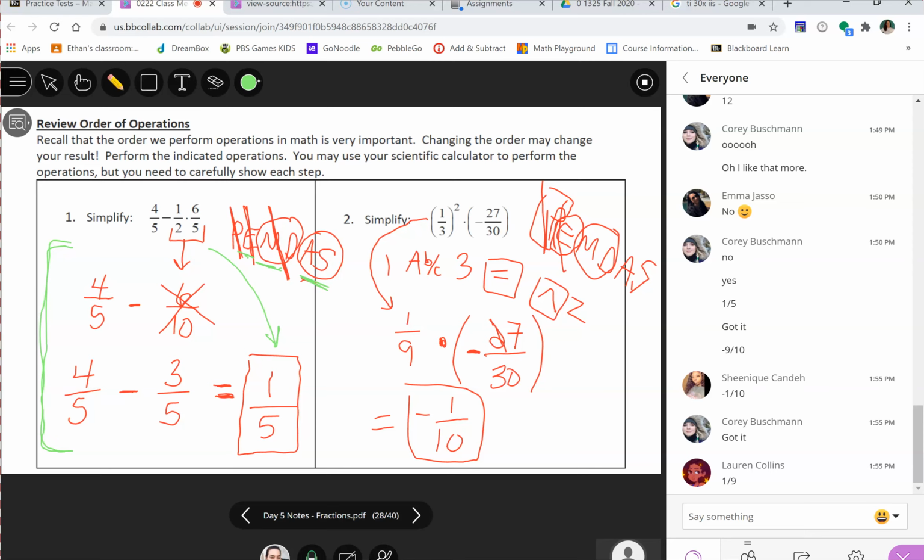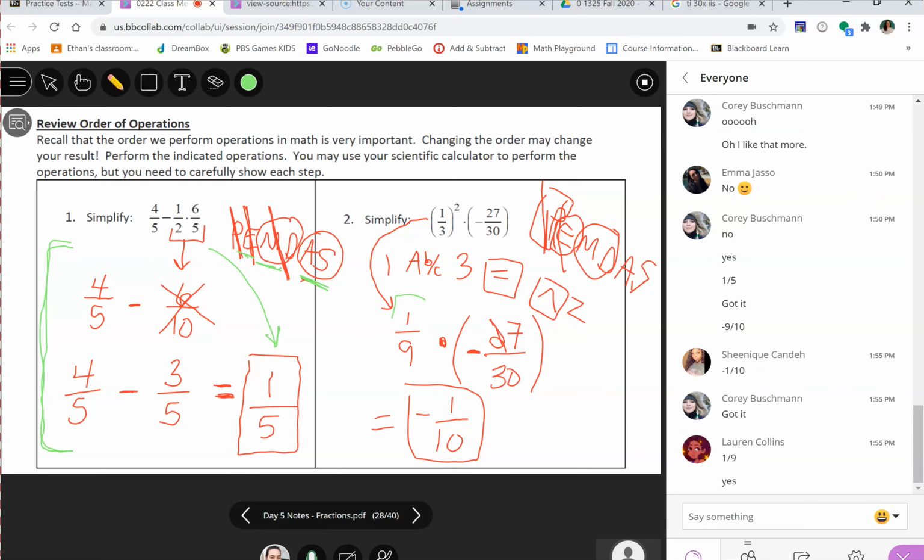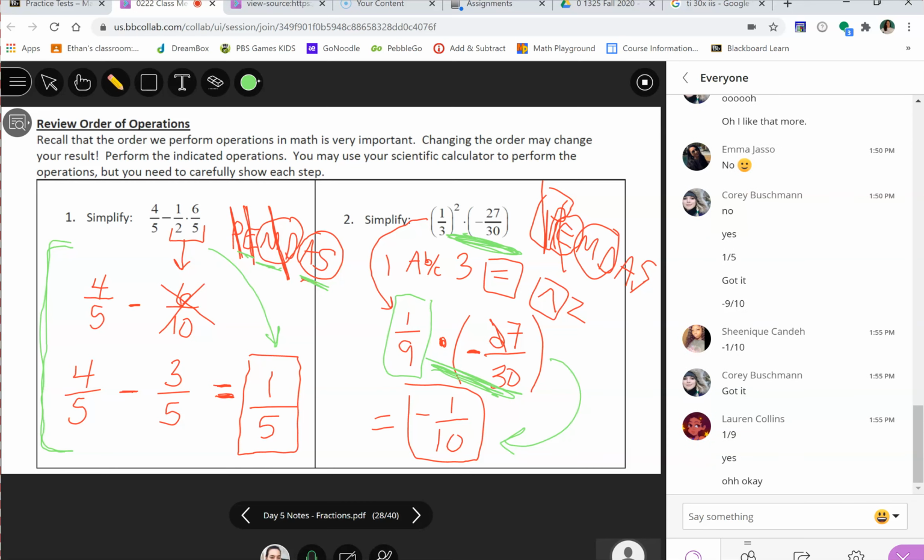Lauren, you got 1/9 also? Oh, good. Excellent. Now don't forget to do the next part where you multiply by 27/30, and that should get you your final answer. Okay, cool. Yeah. So the 1/9 was just the exponent part. Then we have to finish it. Cool. Okay.